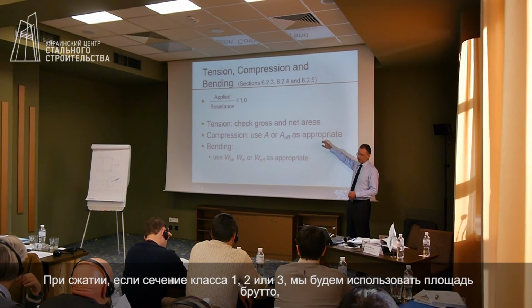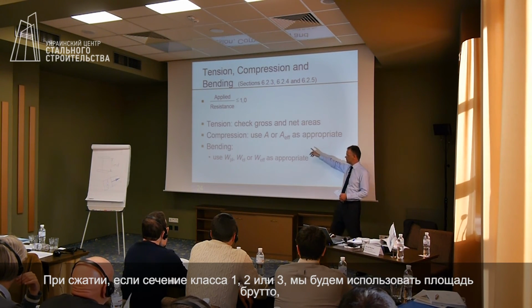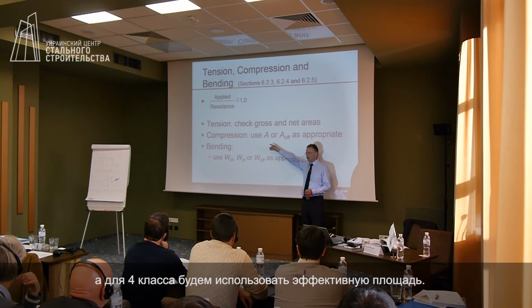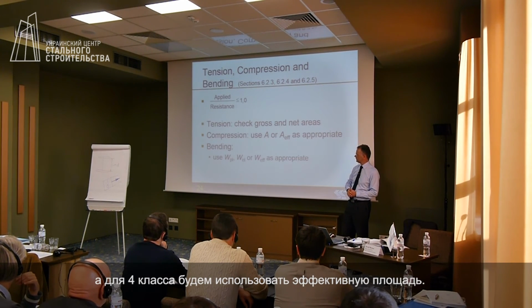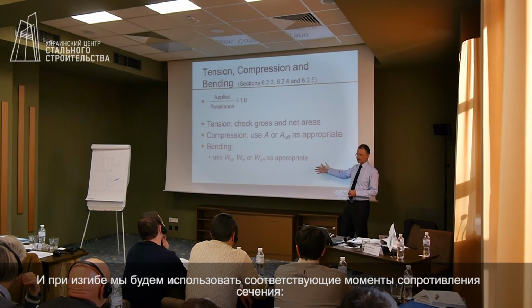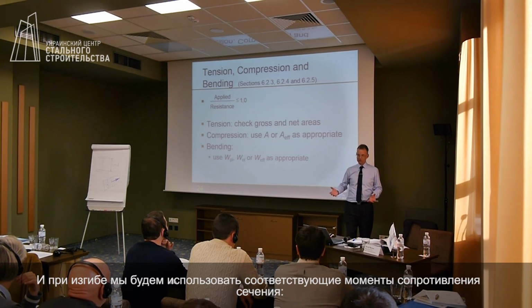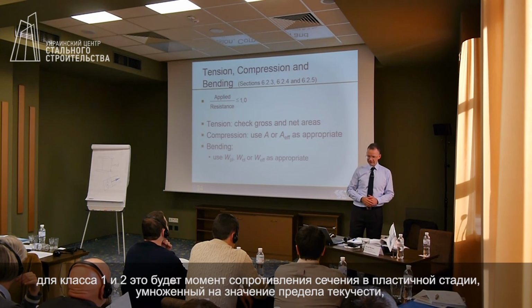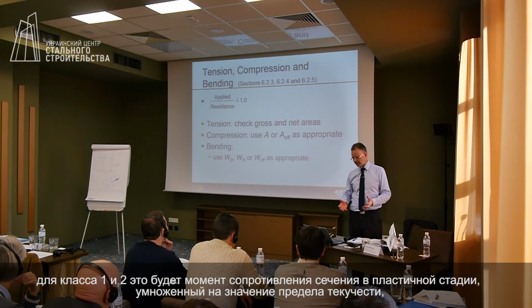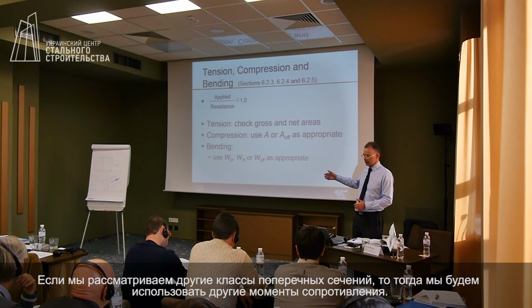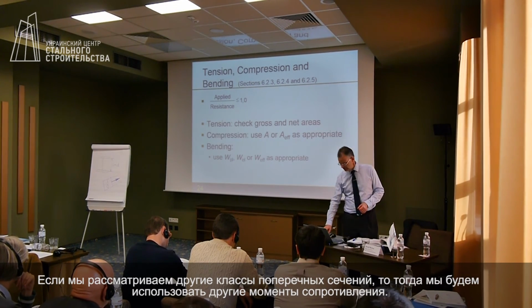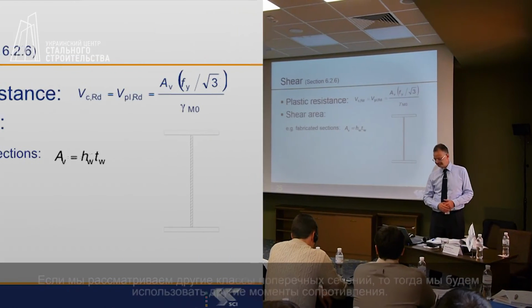In compression, if it's class 1, 2 or 3, we will use the gross area. If it's class 4, we will use the effective area. And in bending, we will take the appropriate modulus. Class 1 and class 2 would be the plastic modulus, multiply that by yield, and that will give us the bending resistance. If we were in other classes, then we would use a different modulus.